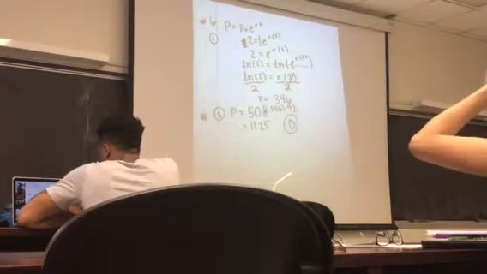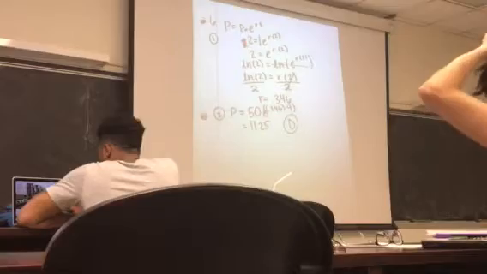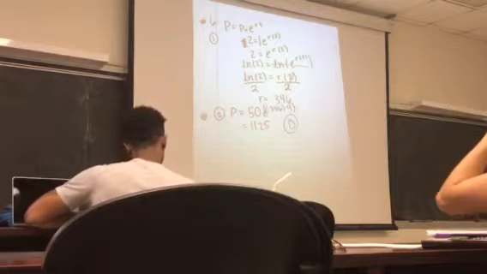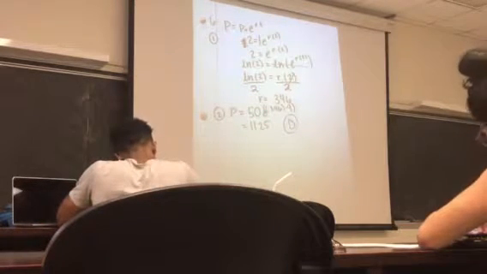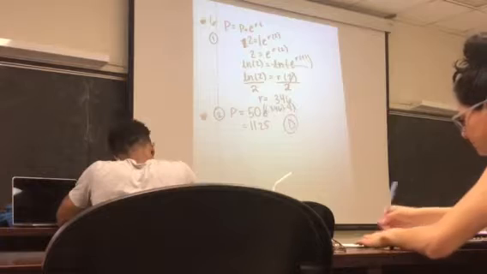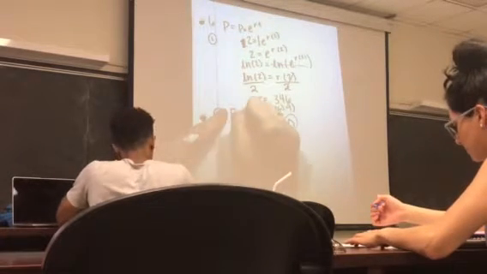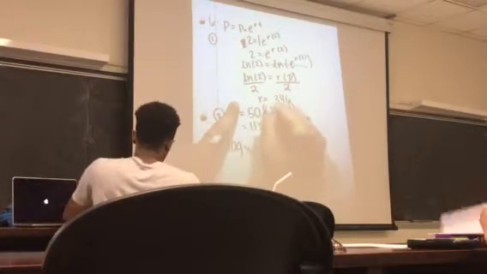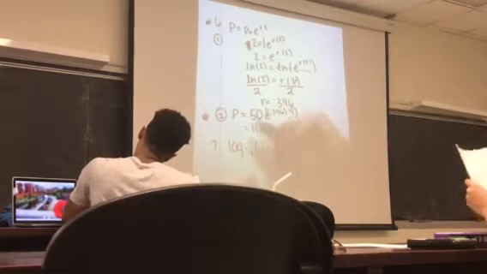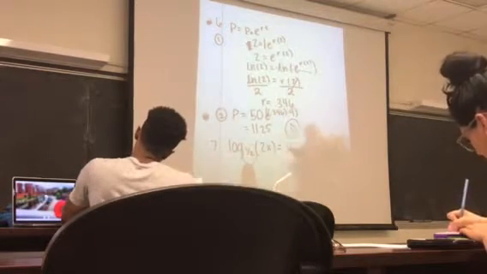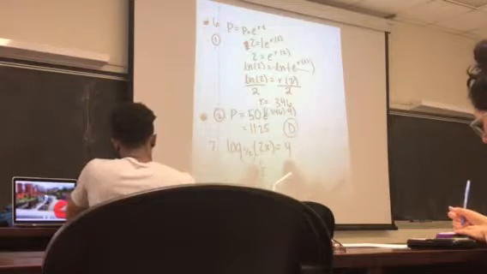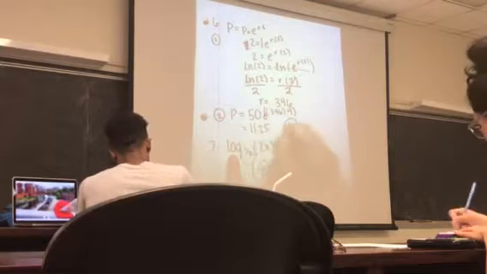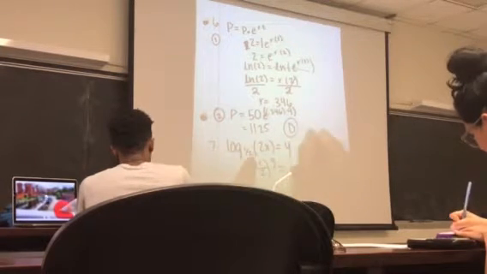And then number 7 says, express the equation log base 2 of x equals y in exponential form. This one. Log base 2 of x equals y. Okay, so this is our base, right? So we're gonna write that guy down. And then this is the exponent, okay, 2 to the y equals that guy.